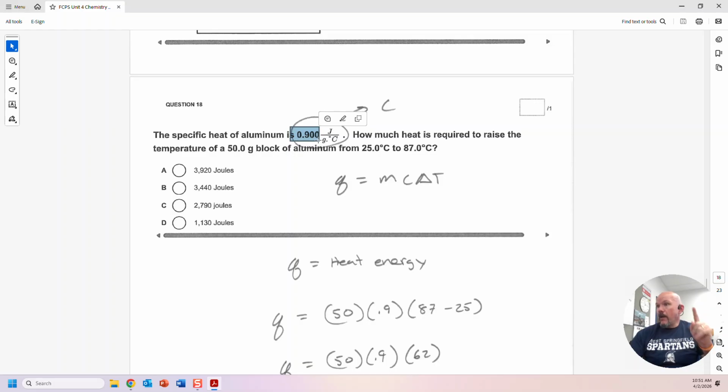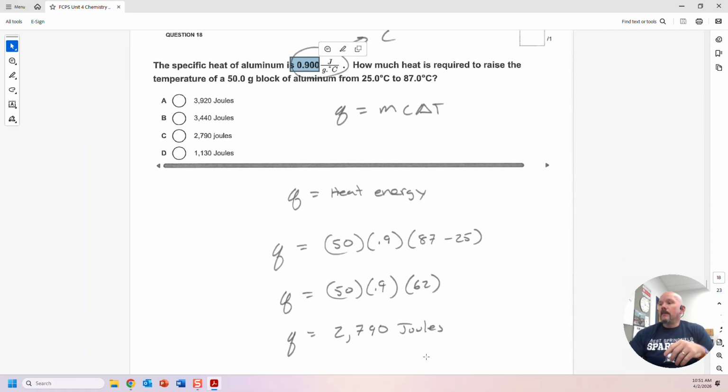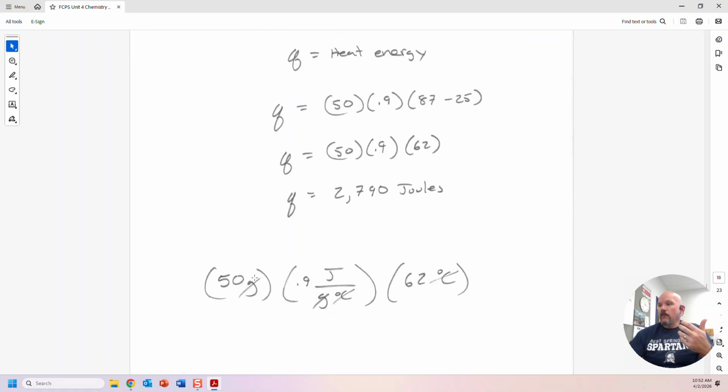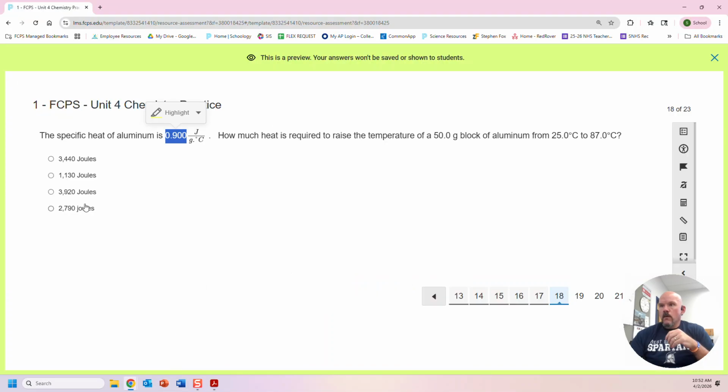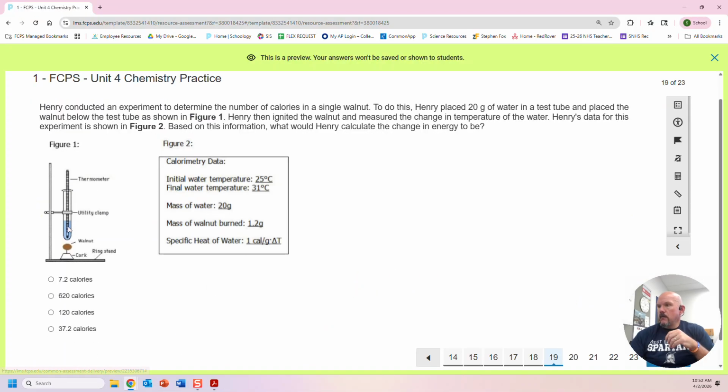All right. Well, we don't have 1 gram, we have 50 grams. And we're not heating it up by 1 degree, we're heating it up by 62 degrees, right? But how do the units cancel out? Well, grams cancel out grams, Celsius cancels out Celsius, and what are you left with? You're left with joules. Okay. So is that one? All right, number 19.